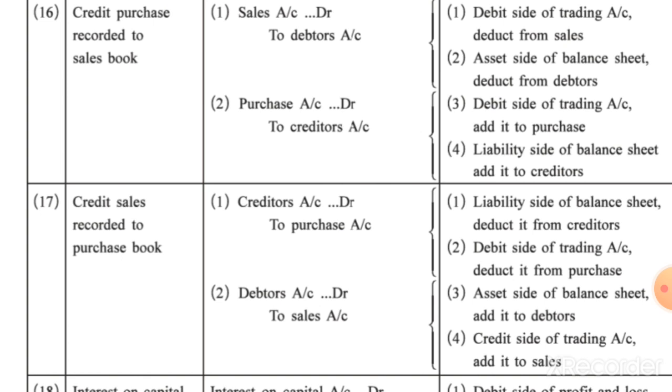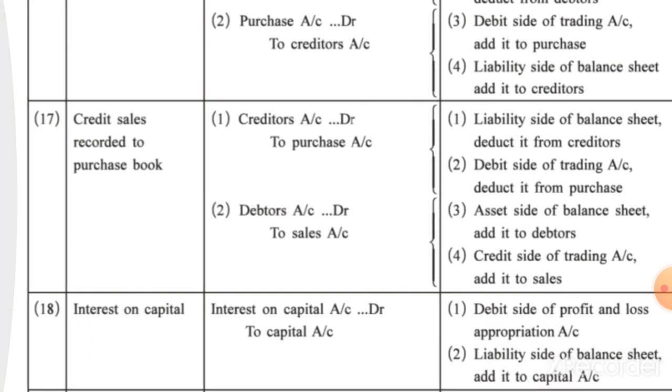So first effect, that would be wrong effect, that is you have recorded it in purchase book. Actually it was credit sales. Okay, so first effect, that is to rectify the mistake. So creditors account debit to purchase account credit. So you will deduct it from the creditors, and the same amount you will deduct from the purchase also on the debit side of trading account. And to give the correct effect, that is of the credit sales, so debtors account debit to sales account credit. So that much amount you will add in the asset side of balance sheet, and the same amount you will add on the credit side of trading account in sales.